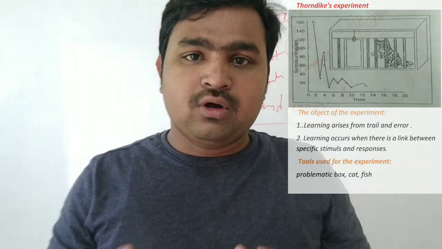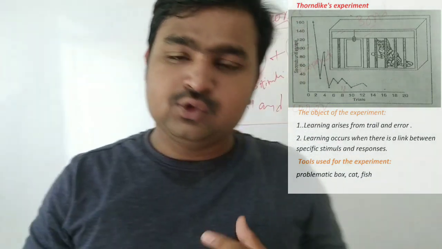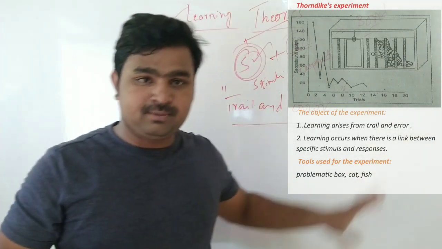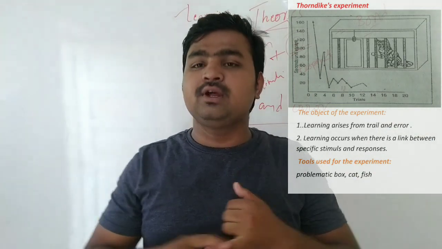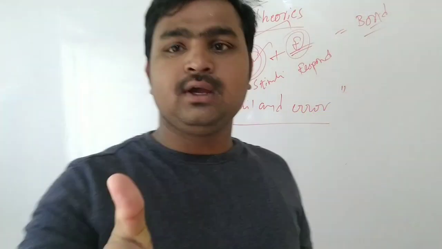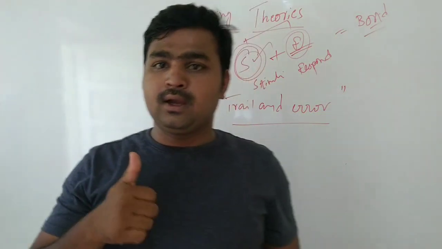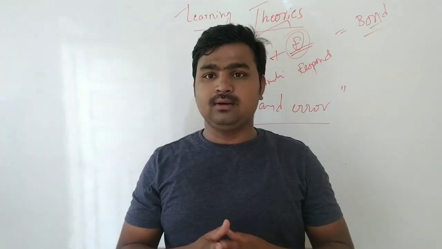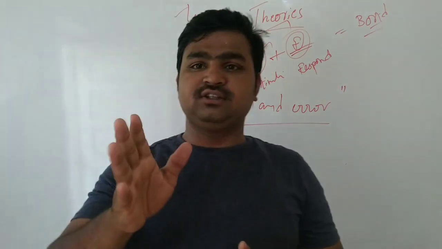Then, what are the tools he used for the experiment? Three things: first a problematic box, then a cat, then fish. Clear? I hope you're clear with that. Let's learn the method now.